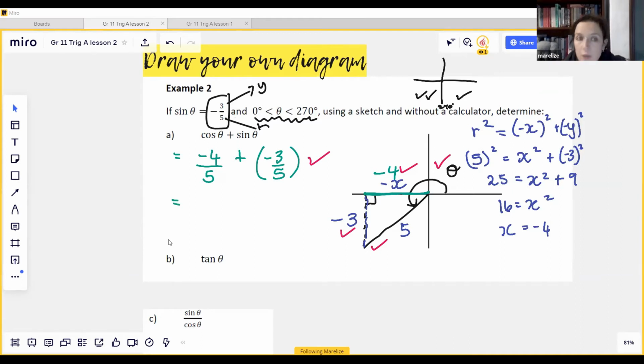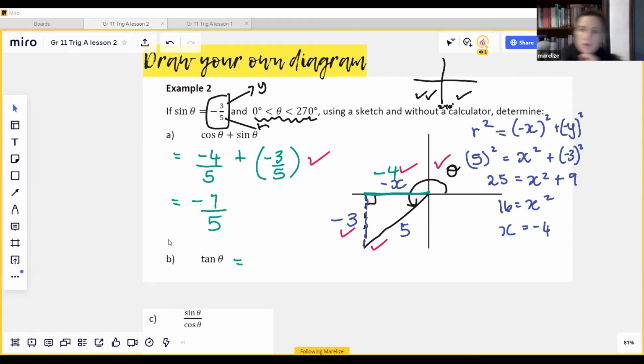Now, at this point, if you are not comfortable with fractions and you're scared you're going to make a mistake, you can use your calculator to work out what is -4 over 5 plus -3 over 5. That is going to be -7 over 5, but you must give it as a proper fraction. If it's a decimal, no marks.